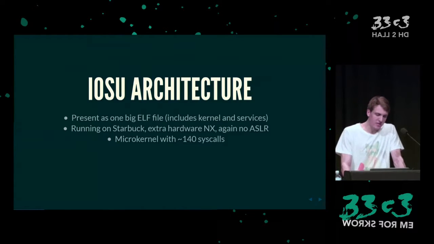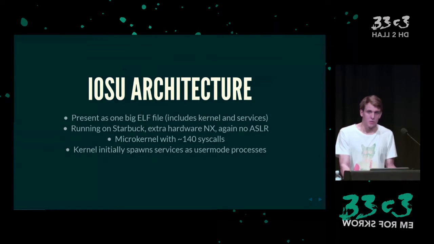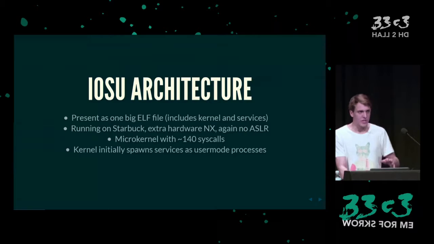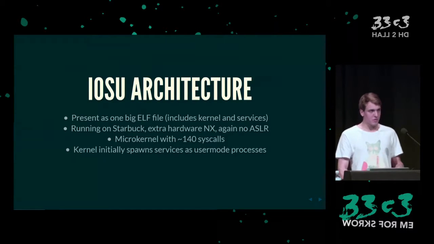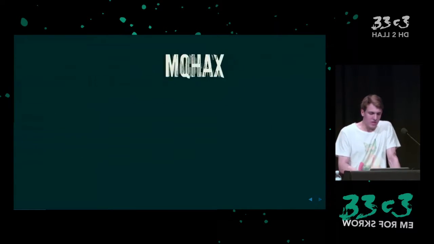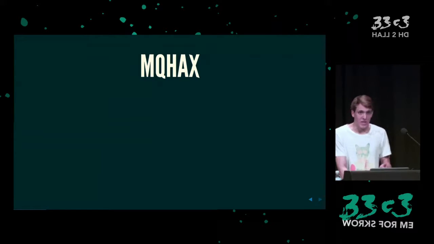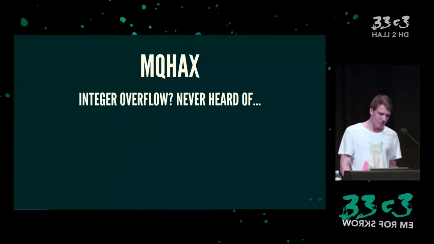And it's a microkernel design and has about 140 syscalls. So another thing to note is that the kernel spawns all the services as user mode processes. So before we can exploit the kernel, we actually have to exploit one of these user mode processes, which we did, but I'm not going to talk about. And to look into the kernel, we again reverse all of these syscalls and search for bugs. And what we came up with is called MQHex or message QHex. It contains another nice bug class that apparently never dies, integer overflows.